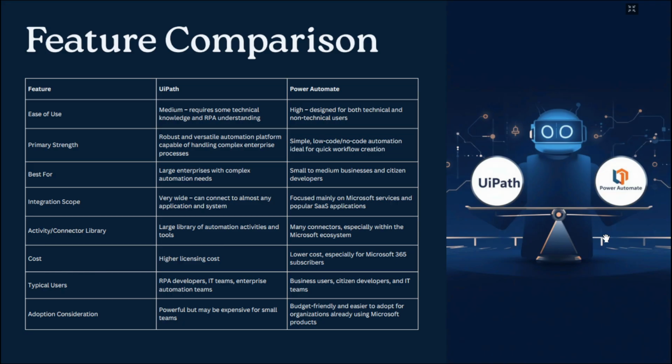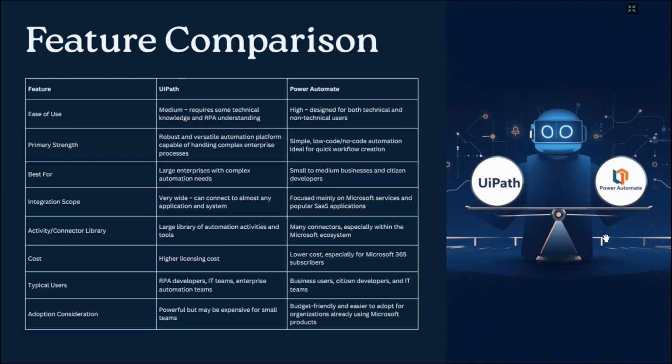So if we check out the detailed feature comparison, how Power Automate is better or how UiPath is better compared to each other, the first point is ease of use. UiPath requires some technical knowledge and RPA understanding, while Power Automate is in high demand for both technical and non-technical users. So that's one of the uses, we can say.